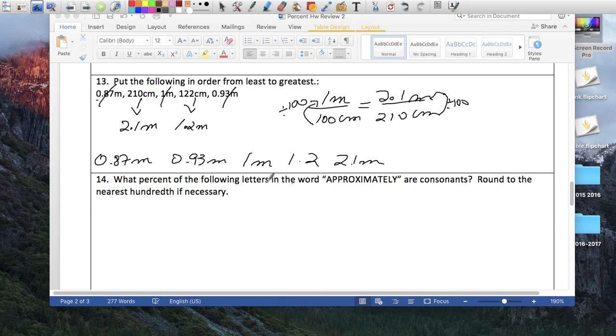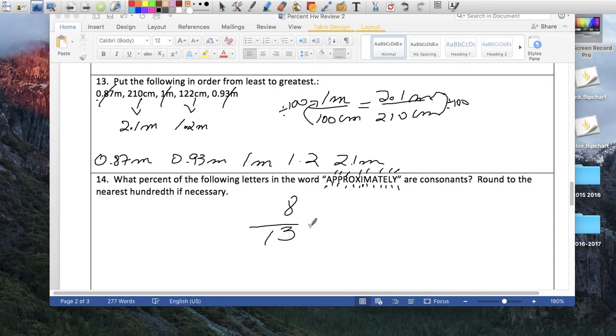What percent of the letters in the word approximately are consonants? Well, let's see how many letters there are first of all. 1, 2, 3, 4, 5, 6, 7, 8, 9, 10, 11, 12, 13. There are 13 letters. And consonants, 1, 2, 3, 4, 5, 6, 7, 8. 8 out of 13 are consonants. So you can think about it that way.